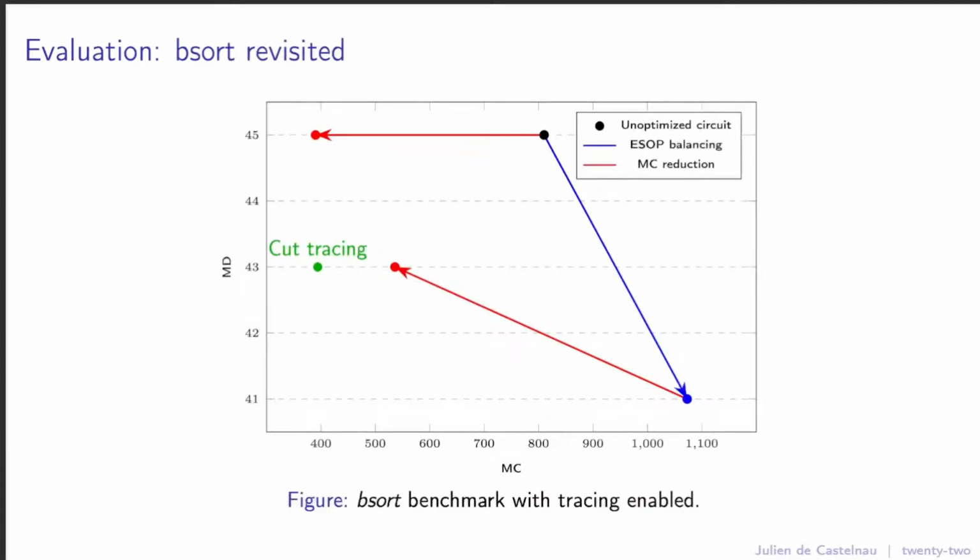We also highlight the B-sort circuit, which we showed the design space of earlier. With cut tracing, we're able to find a design that's better than both of the paths taken. It makes a very small compromise in the MC as compared to the MC first path, which was the old best solution, while having the same MD of the other path. So overall better than both, more or less.